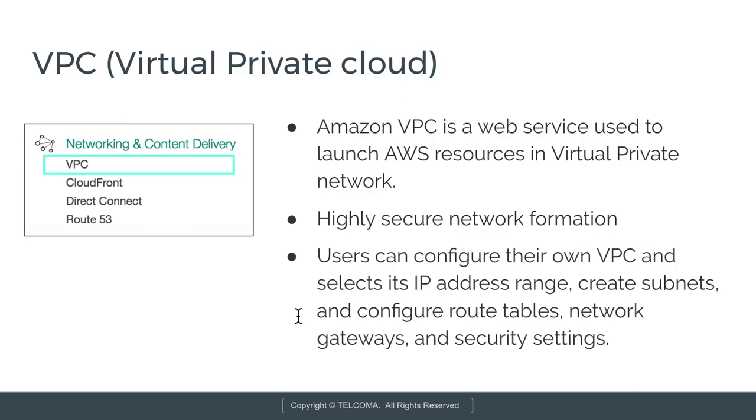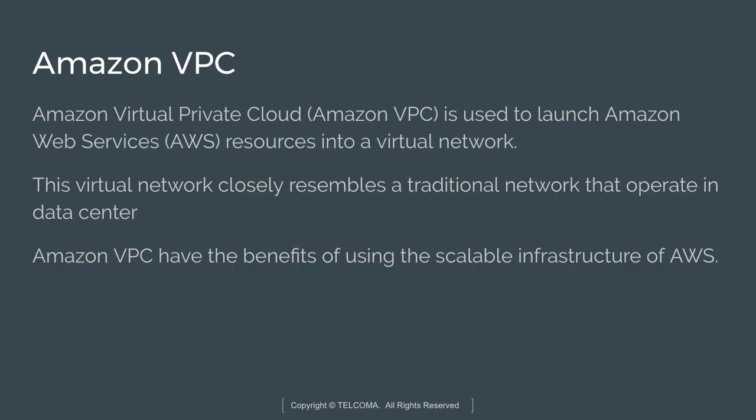So it is a web service which is used to launch AWS resources in a private network. We call it a virtual private network. It is a highly secure network formation. Whenever we create our VPC, we are required to specify an IP address range. So let's discuss more about this. It is used to launch AWS resources in a virtual network. This virtual network closely resembles a traditional network that operates in a data center.